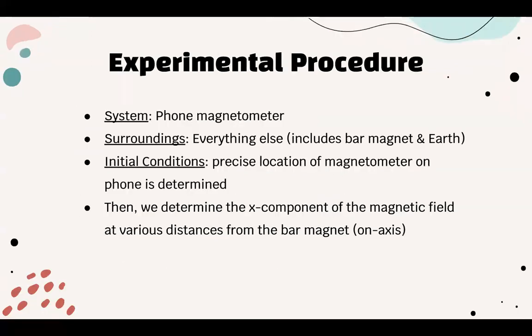The procedure for this experiment had a system of the phone magnetometer, and the surroundings were everything else, including the magnetic fields due to the bar magnet and due to Earth. The initial conditions had us determine the precise location of the magnetometer on the phone, and then we determined the X component of the magnetic field at various distances from the bar magnet on the axis.